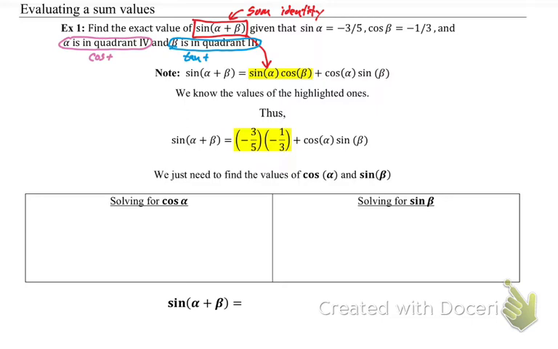Okay. Now I write this out. Now we insert information that's given to us. So they give me sine alpha equals negative 3 over 5. So I take that negative 3 over 5 and plug that in for sine alpha. That's where I got that negative 3 over 5 from. Then I go, oh, you know what? Cosine beta is negative 1/3. I take that and plug that in here, and that gives me my negative 1/3.